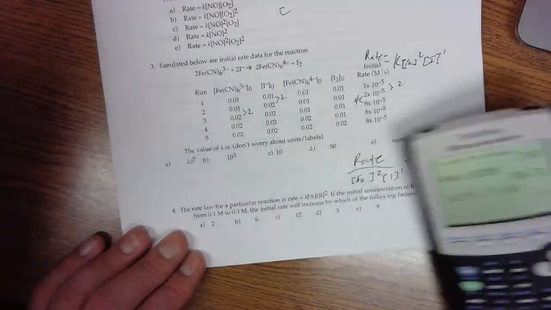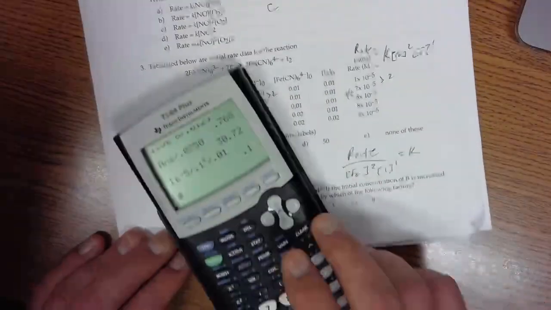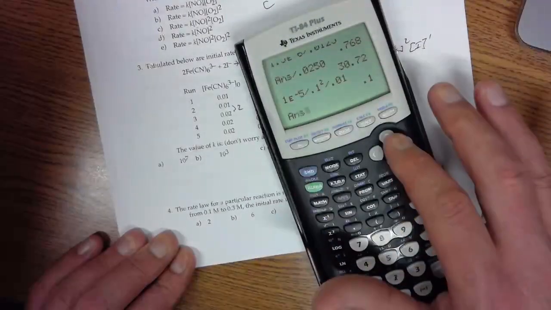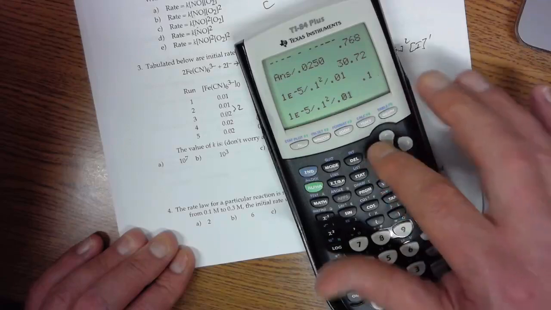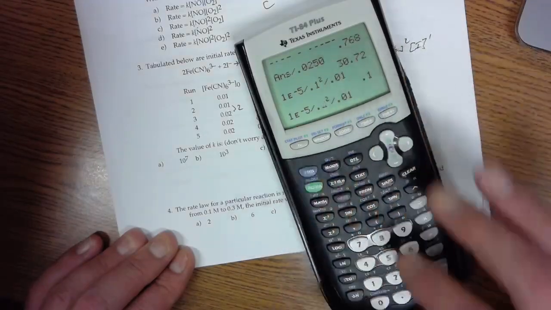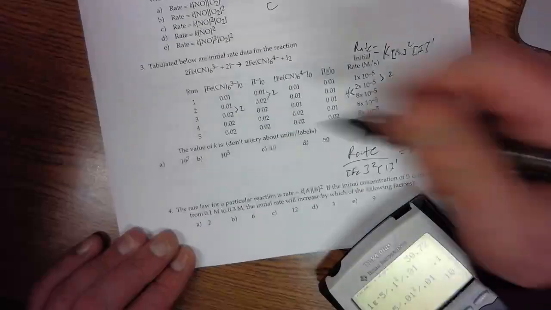And for that one, did I do something wrong here? Look, I did not put 0.01 squared. I put 0.1 squared. So we need to go through here, and we need to insert a 0 there. Boom, and we get 10. That is C.